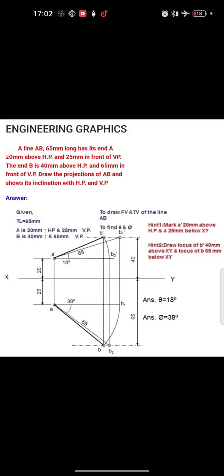This video is about projection of line. A line AB 65 mm long has its end A 20 mm above HP and 25 mm in front of VP. The end B is 40 mm above HP and 65 mm in front of VP. Draw the projection of AB and show its inclination with HP and VP.